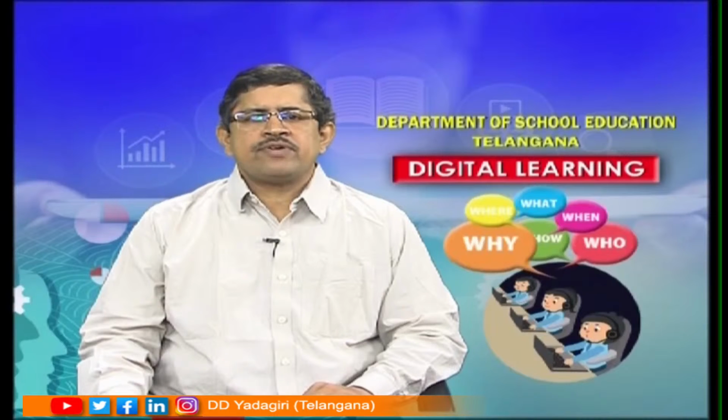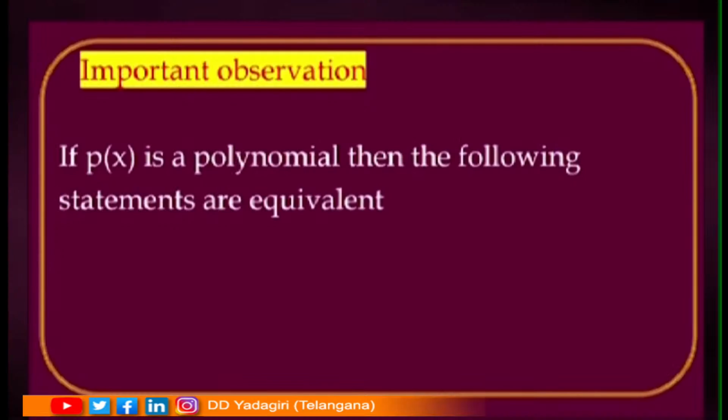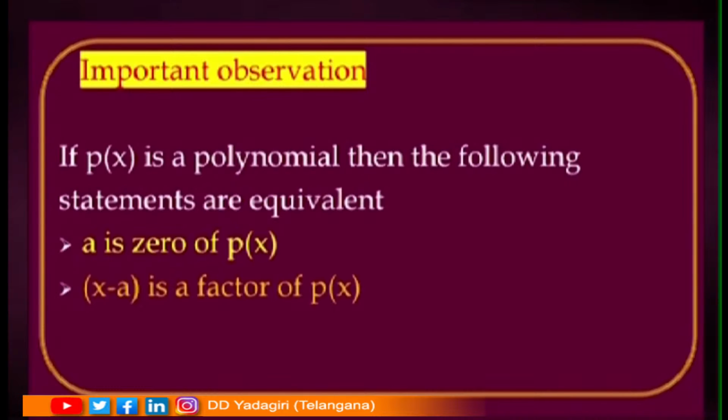So an important observation: if P of x is a polynomial, then the following statements are equivalent. a is a 0 of P of x, x minus a is a factor of P of x, and P of a is equal to 0.